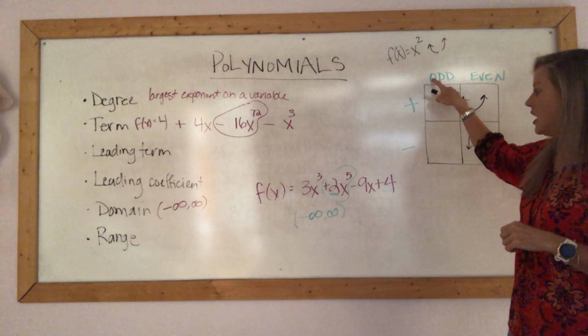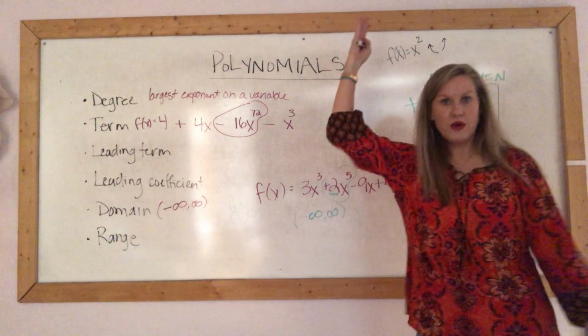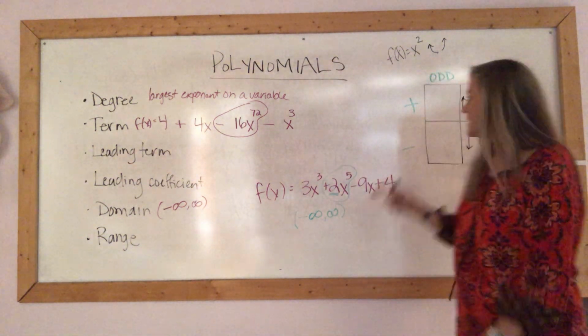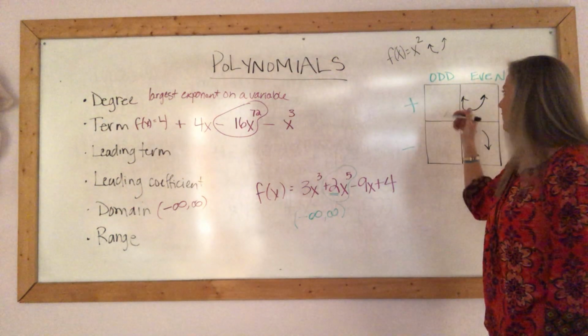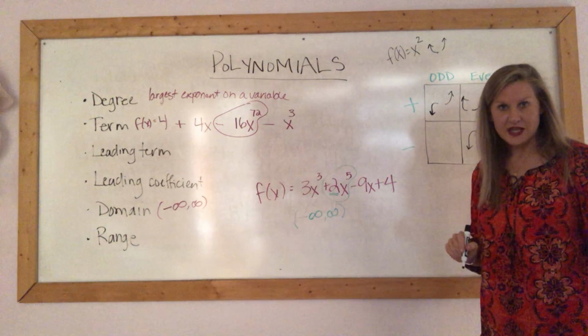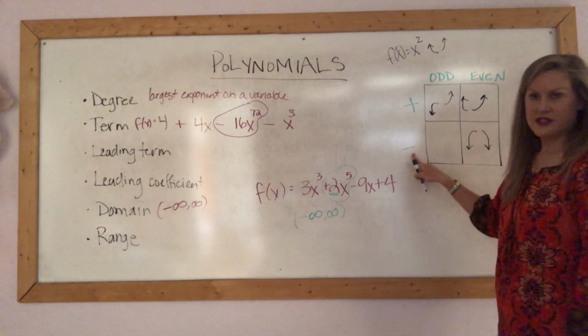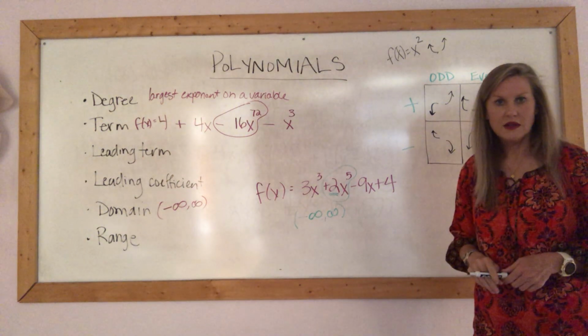Odd, think O for odd, O for opposite. So that's where we're going to go in opposite directions. And if it's odd and positive leading coefficient, it's up on the right side, down on the left side. And then if it's a negative leading coefficient, it flips.